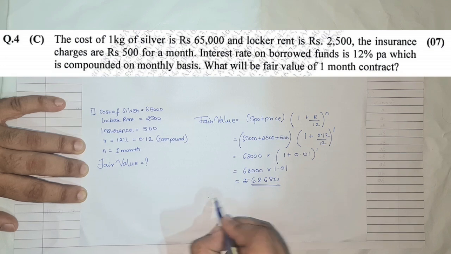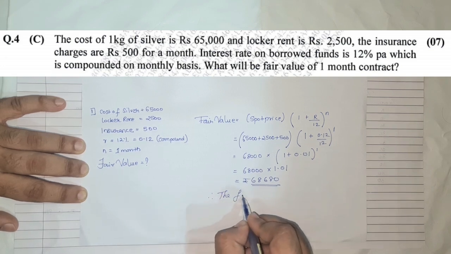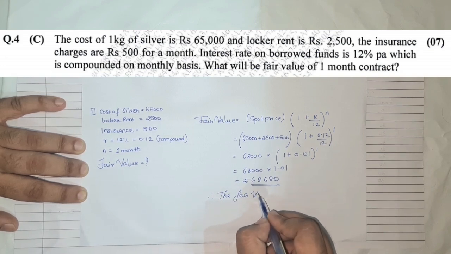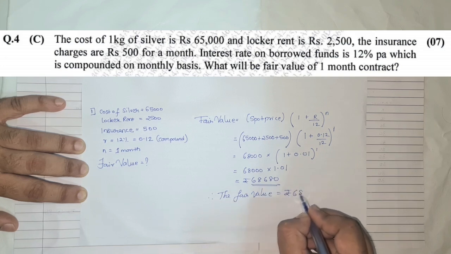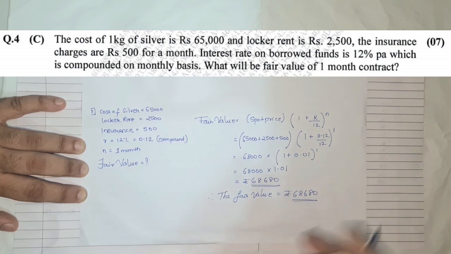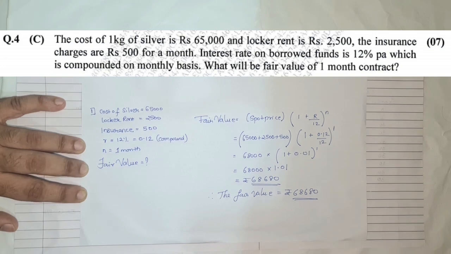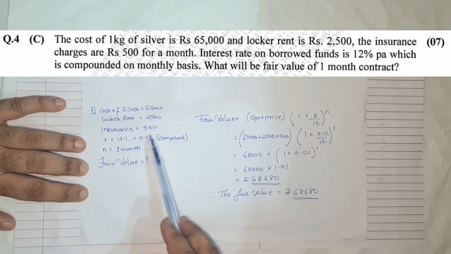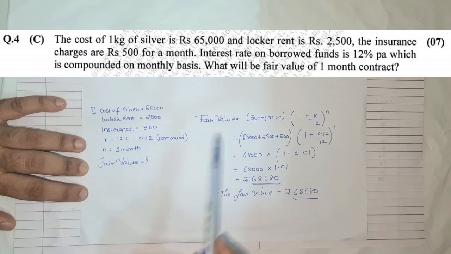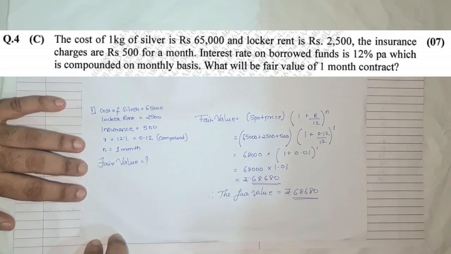So therefore, the fair value is equal to rupees 68,680. Okay, so this is the sum that you all had to solve under this particular question 4C. We have the spot, they have given you the rate, they gave you the month. You just have to apply it into the formula and get the answer. Okay, so you can go through it once.